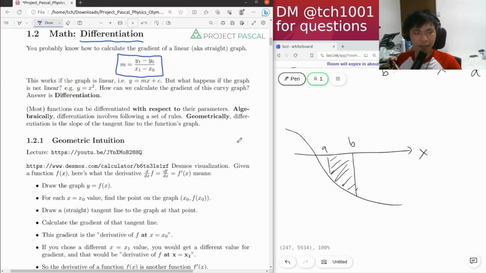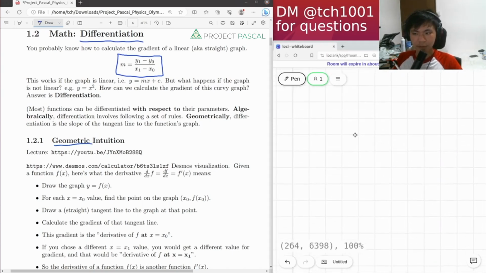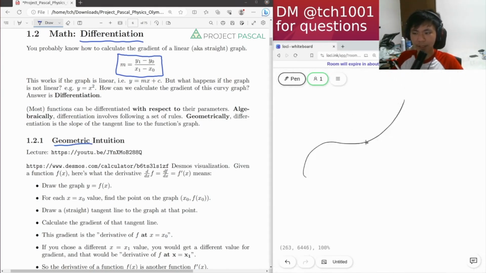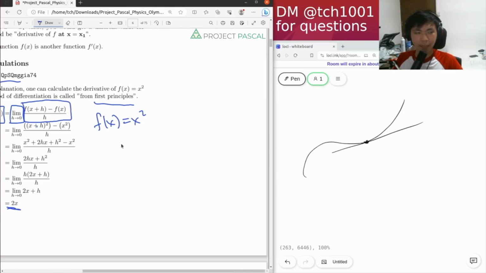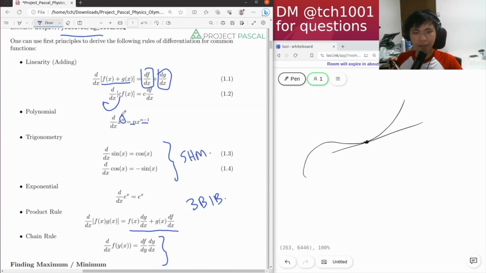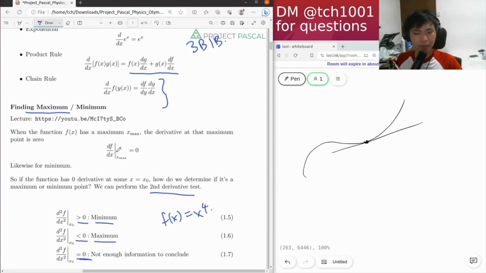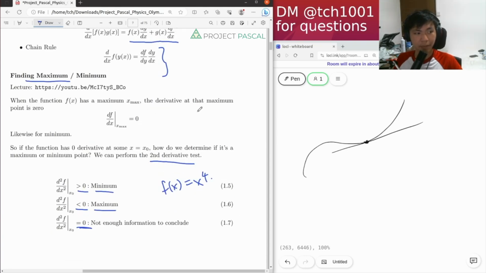Now, differentiation has 2 important aspects. One is the geometrical intuition for it. The geometrical intuition for differentiation is basically finding the gradient of the graph at a certain point by drawing a tangent line to the graph at that point. And the other aspect of it is the algebraic calculations. Algebraic calculations can be derived from the first principles over here. This limit over here is a definition of the derivative. But in practice, we don't really apply the limit all the time. In practice, when we want to calculate the derivative of a function, we apply these derivative rules. And lastly, we went through how to use the derivative to find the minimum and maximum of a function.